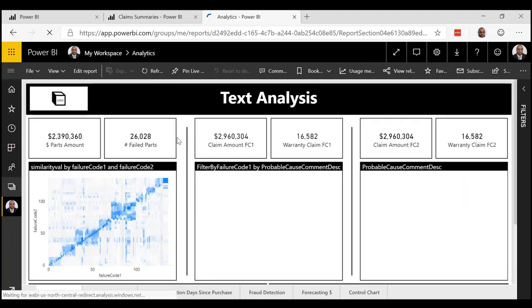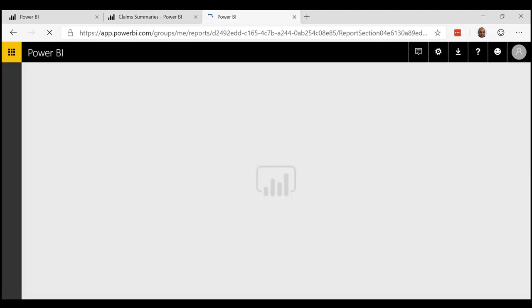Switching to a different set of reports here, what is also interesting at that point is to look at where these claims qualified correctly.